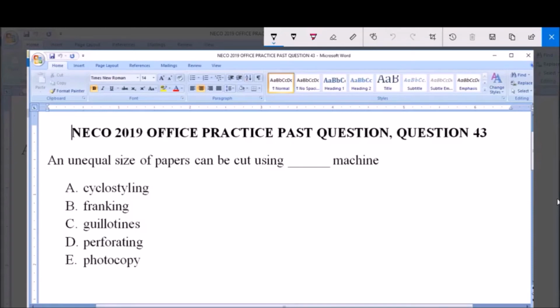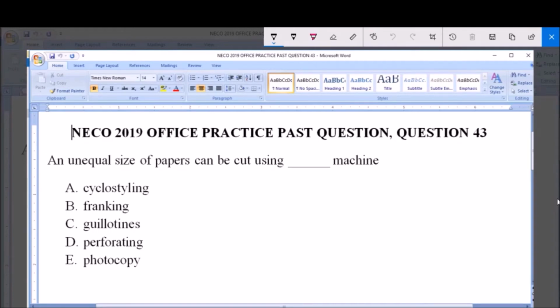Hello, good day and welcome. I will be answering NECO 2019 Office Practice Past Question, question 43. An unequal size of paper can be cut using dash machine. A. Cyclostyling machine. B. Franking machine. C. Guillotine machine. D. Perforating machine. And E. Photocopy machine. So we have to pick an option which is a machine that can be used to cut uneven sizes of papers.